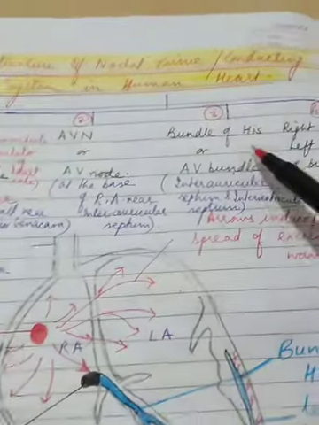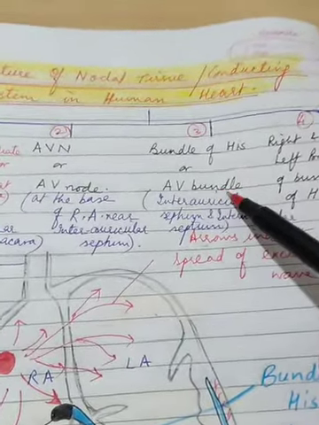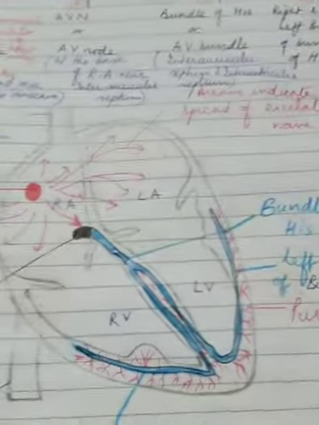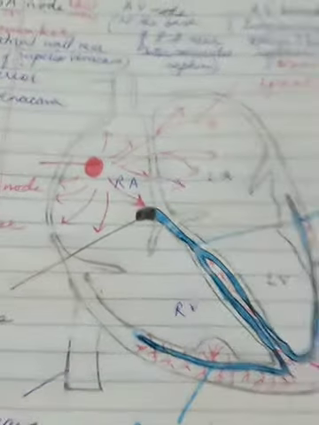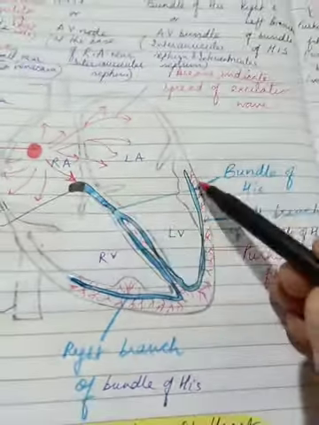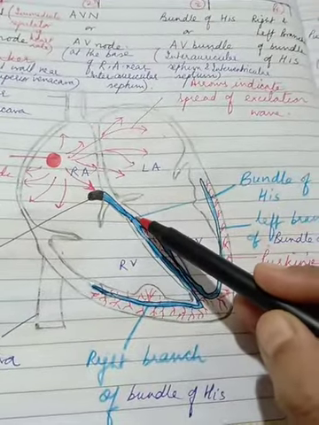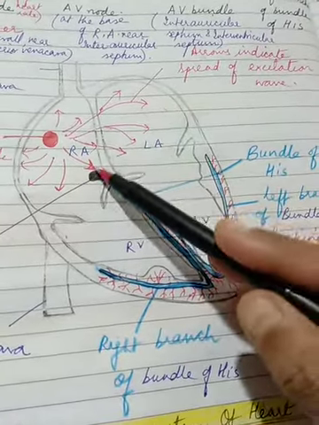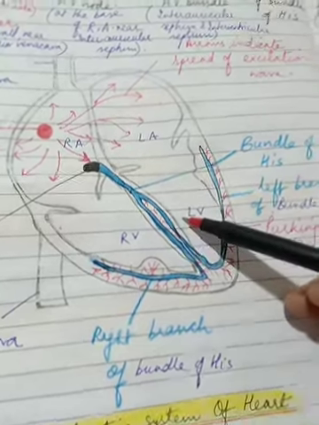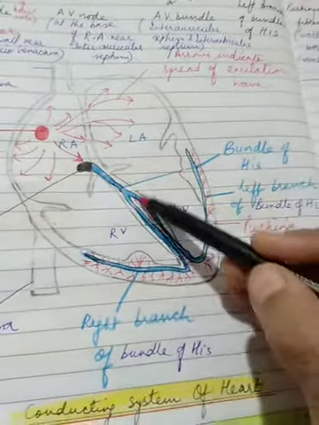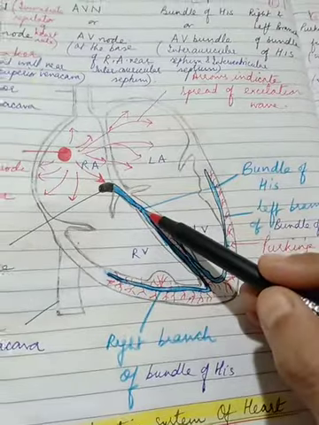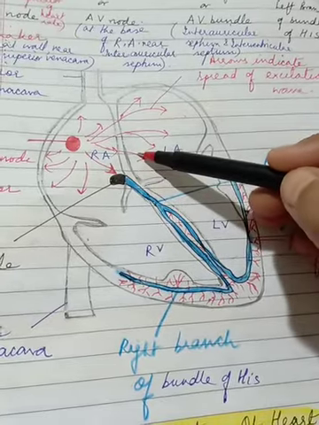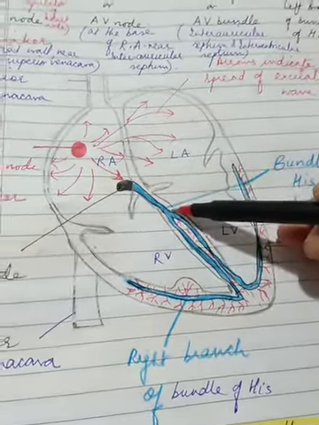Then the third structure, the bundle of His or AV bundle. If you see the position, it's the blue structure that I have shown here. This is the bundle of His. What is it, children? It's a band of specialized cardiac muscles in the interauricular septum and interventricular septum. Once again, the bundle of His is a band of specialized cardiac muscles, and look at the partition, it's present in the interauricular septum and also the interventricular septum.